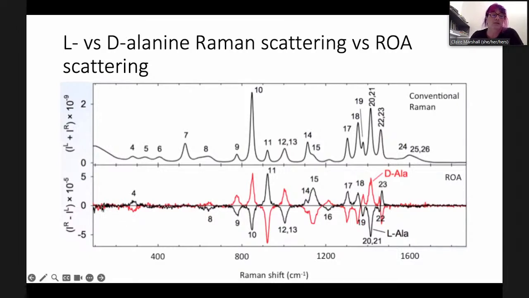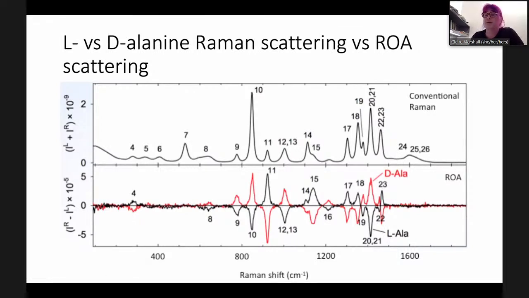And you'll notice that this is quite noisy. And also in this higher energy region here, we lose a lot of features. We don't actually resolve that from the baseline. And as we move towards lower energy, again, we're not resolving as much feature from conventional Raman spectroscopy with respect to ROA. But nonetheless, that said, we can actually distinguish between D and L alanine.